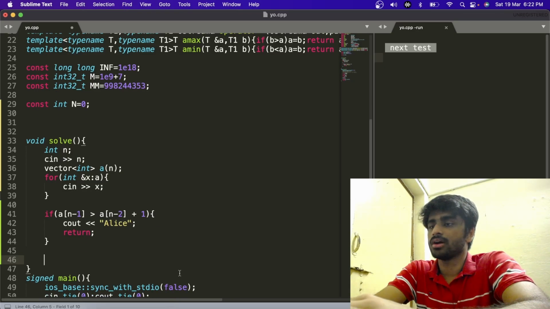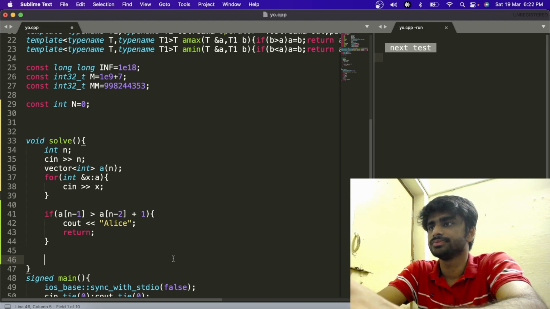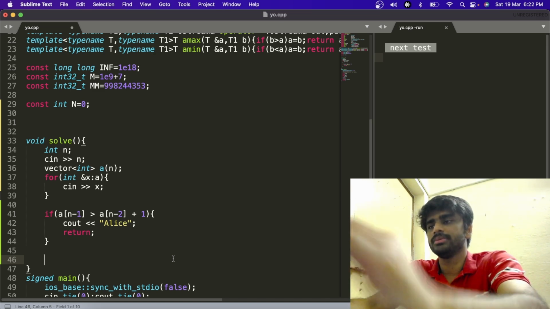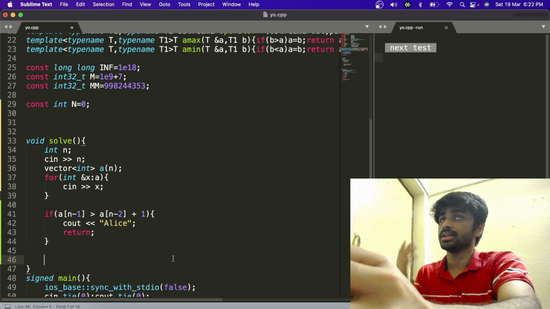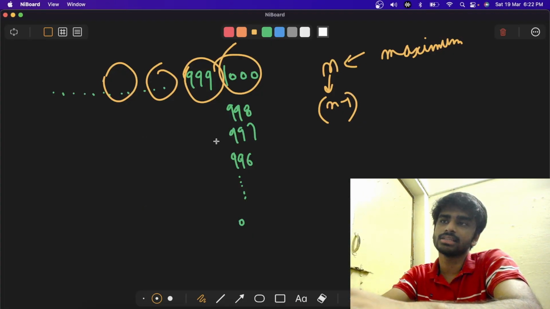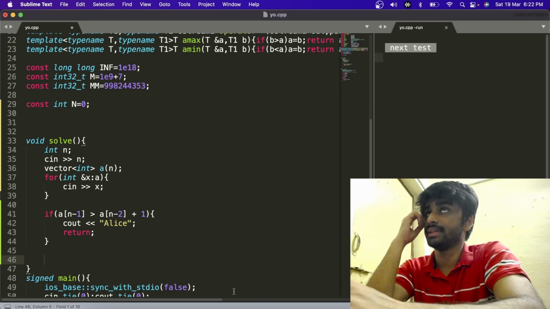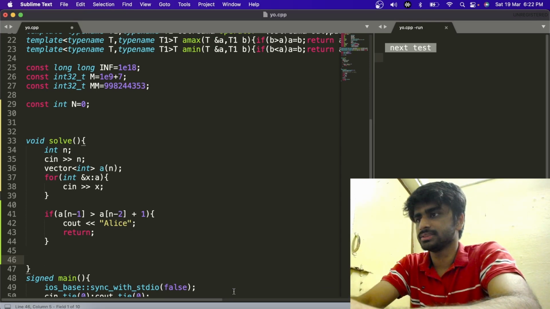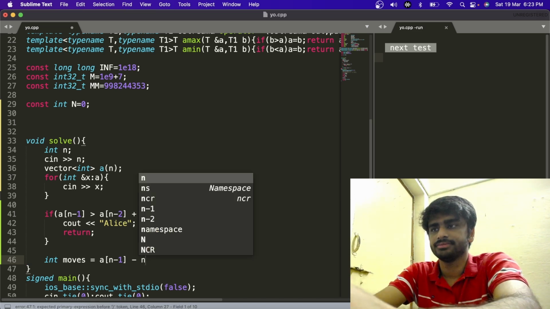And then what about the other case? In the other case, I just have to count the number of moves. And I know that in the first move, the maximum will be a[n-1]. In the second move, the maximum will be a[n-2]. Sorry, in the first move, 1000 is the maximum. In the second move, 999 is the maximum. In the third move, 998 is the maximum, and so on. So I can count the number of moves like this. In the first move, the maximum is a[n-1], and in the last move, the maximum is n.